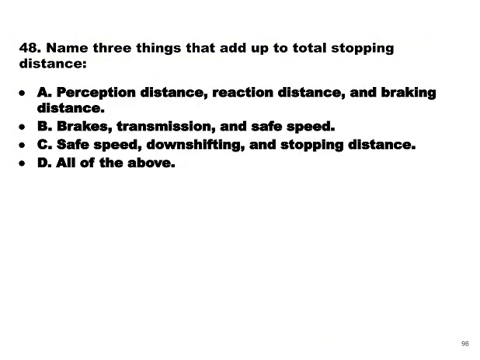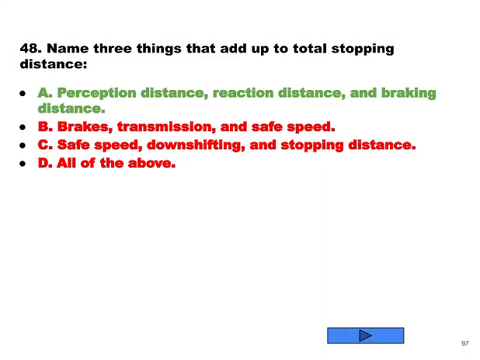Name 3 things that add up to total stopping distance. A. Perception distance, reaction distance, and braking distance. B. Brakes, transmission, and safe speed. C. Safe speed, downshifting, and stopping distance. Or D. All of the above. The answer is A. Perception distance, reaction distance, and braking distance.